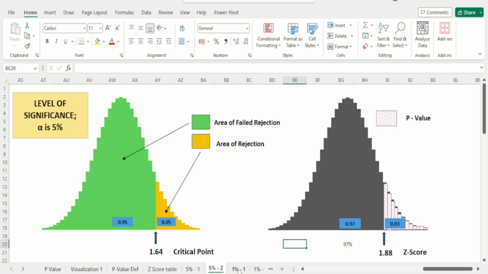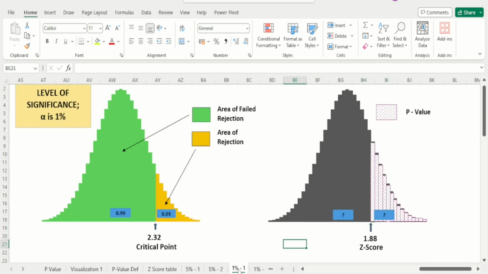Let's take a look at another example which will help clarify one more critical detail about this. Now, remember that in these two examples that we looked at, we took the level of significance as 5%. What if the level of significance is 1%, which means we want a far more stringent, far more conservative approach to hypothesis testing? What will happen then? In that case, what you will notice is that your critical point is no longer 1.64, right? Your critical point for a single tail test in this case is 2.32.